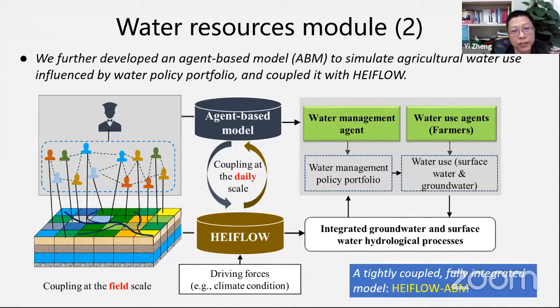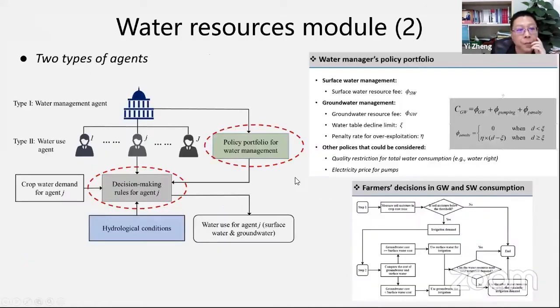Next, we further develop an agent-based module to simulate agricultural water use influenced by water policy portfolio and couple it with HEIFLOW. So the agent-based model considers a water management agent and farmers as water use agents. The ABM is tightly coupled with HEIFLOW at the daily time scale with two-way feedback between the agents and the hydrological processes, as shown in this figure. So we have two types of agents in play.